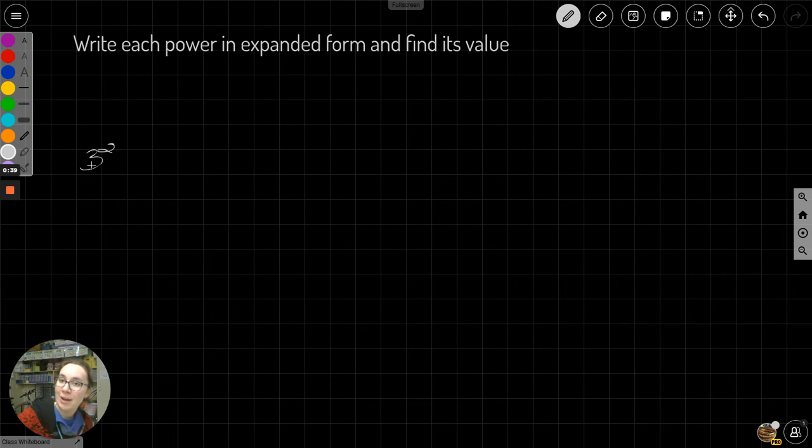Well, we know that when we have the little tiny number, we read this as 3 to the power of 2, or 3 squared. And that means we are multiplying 3 by itself twice. So that's going to be 3 times 3. And we're going to find its value. So what is 3 times 3? Well, that is 9. 3 times 3 is 9. 3 squared equals 9. All right, let's do another one.